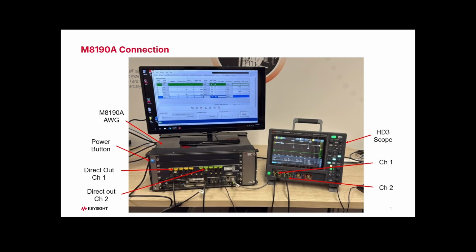Let's just slowly run through them. So on the left, it's the M8190A. Just bear in mind this requires a 15 amp power, and you will have to turn on the switch at the rear of the AWG. Then the power button is on the top left corner, so it's blue once it's turned on. And in this example today, we will use the direct out of channel 1 connected to channel 1 of the HD3 scope, as well as direct out of channel 2 to channel 2 of the HD3 scope.